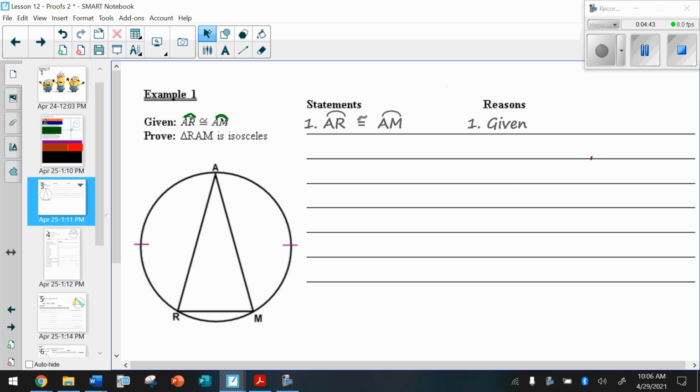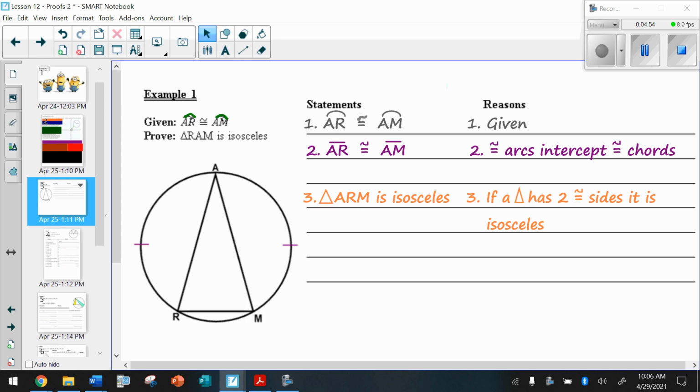Well, if arc AR is congruent to arc AM, that means segment AR is congruent to segment AM because congruent arcs intercept congruent chords. And if those two chords are congruent, that means two sides of our triangle are congruent, and I told you 3 steps. Triangle ARM is isosceles. If a triangle has 2 congruent sides, it is isosceles. So pause if you need to. If I'm going too fast, I doubt I'm going too fast for this one, and me talking right now might be enough for you to get the rest of that proof written down, and then you can turn your page.